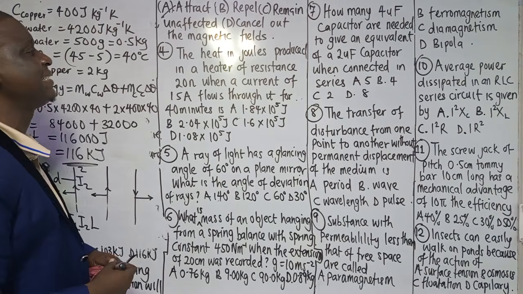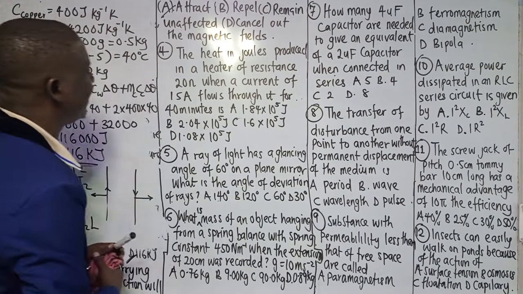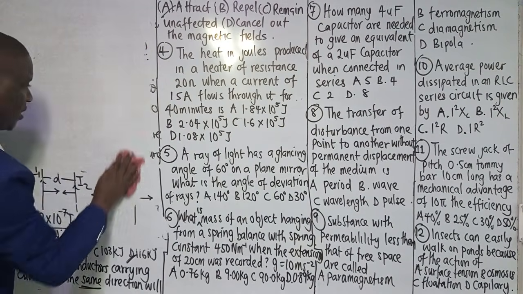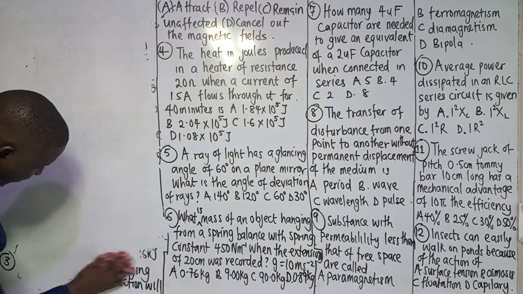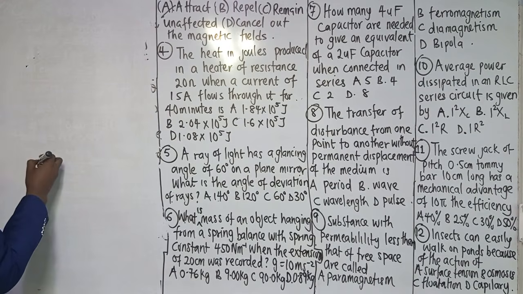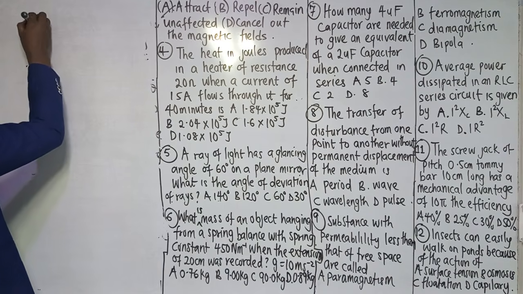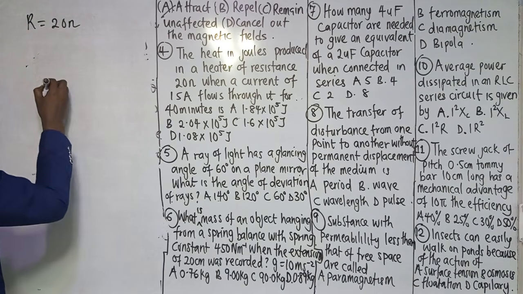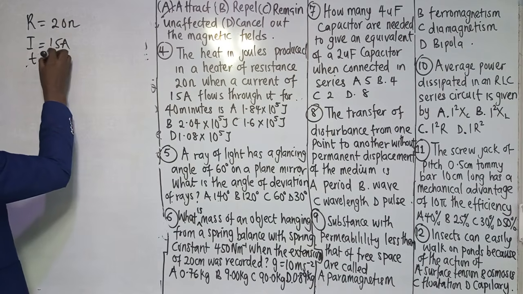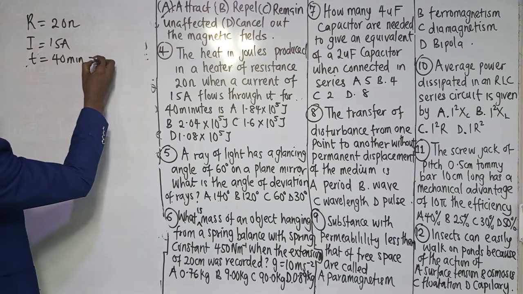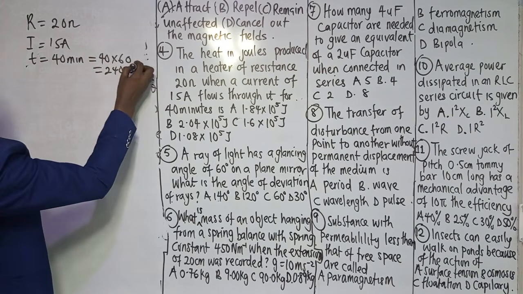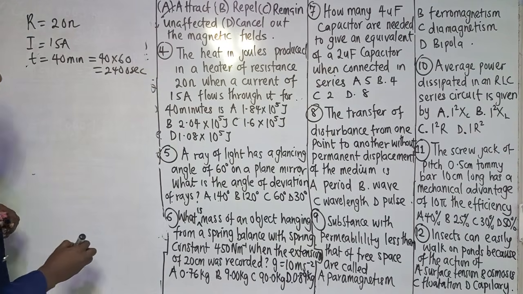Now number 4 says the heat in joules produced in a heater is another calculation. That means this question has a lot of calculation. You have to be very fast. The heat in joules produced by a heater of resistance R equals 20 ohms, then current is 15 ampere, then time is 40 minutes. If you convert to seconds, you have 40 times 60, which is 2400 seconds.